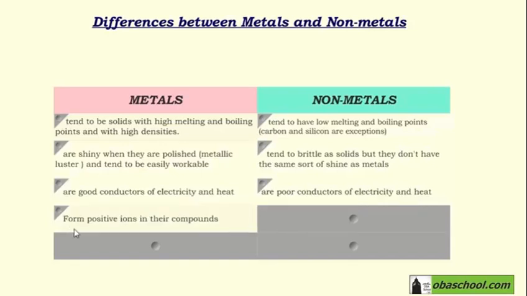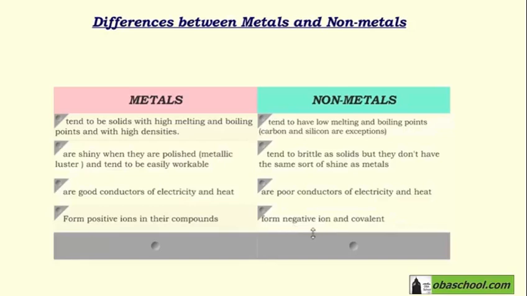Metals form positive ions in their compounds. Always the metals have a positive charge when they exist in any compound. The positive ions are the metals, while the non-metals form negative ions and covalent bonds. Always non-metals are negative and they make covalent bonds and not ionic bonds.